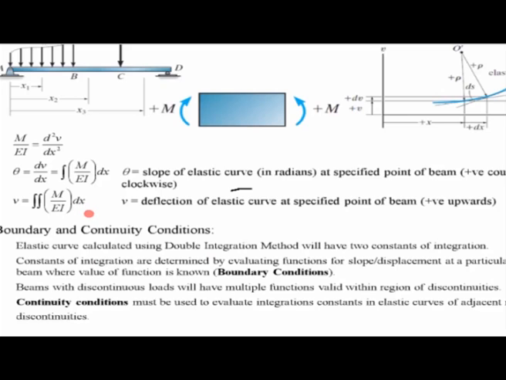Now in order to determine the constants of integration, we have to provide the values of either v or theta at some known points on the beam. In other words, those are known as the boundary conditions. Now beams with discontinuous loads will have multiple functions which are valid within the range of discontinuities, and the continuity conditions in that case must be used to evaluate the integration constants in the elastic curves of adjacent discontinuities. So I'll have two examples which I'll be showing after this. Once we go through those two examples, these four sentences will be a lot more clear.